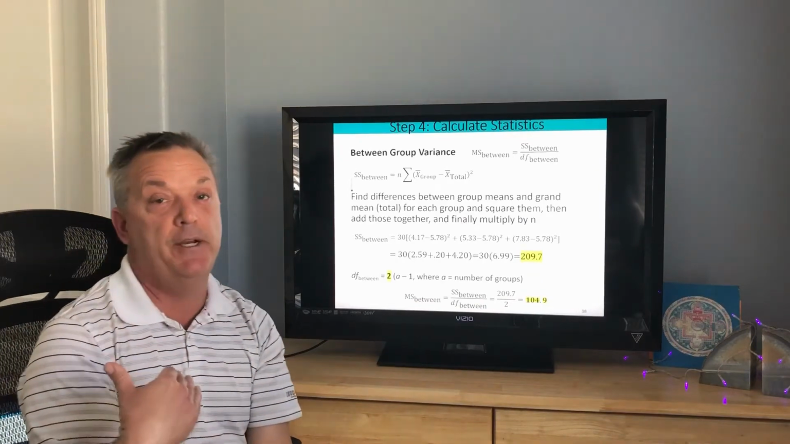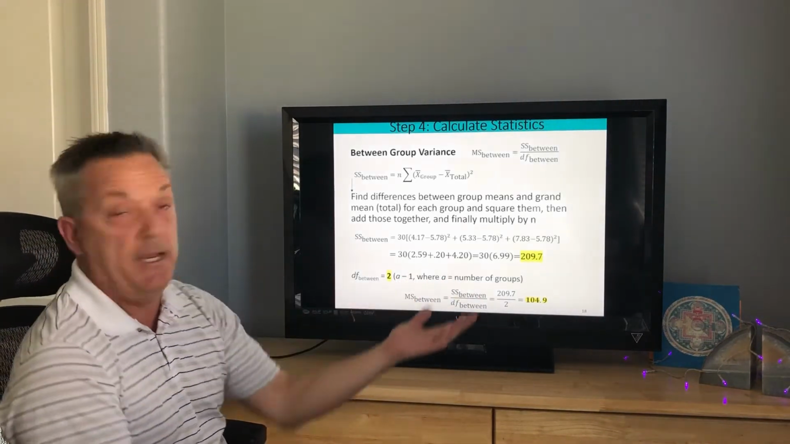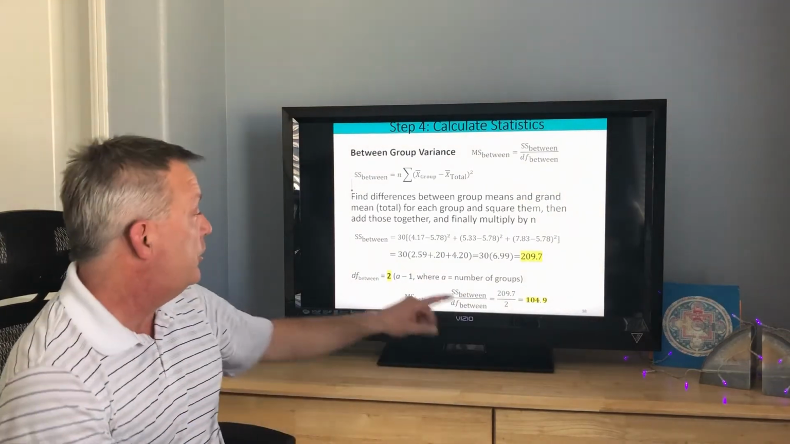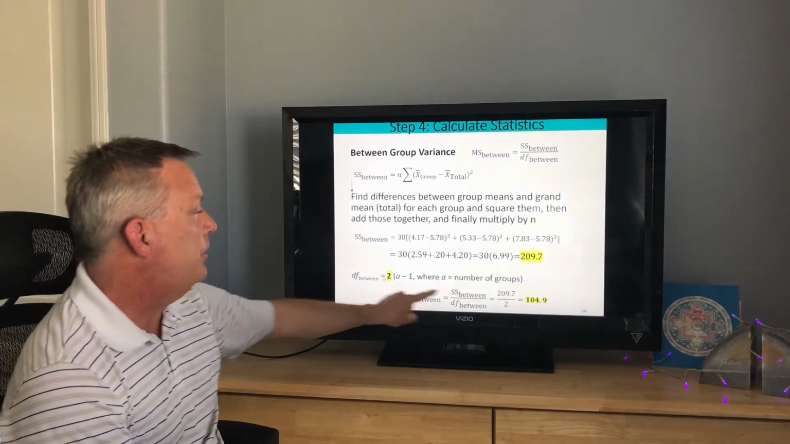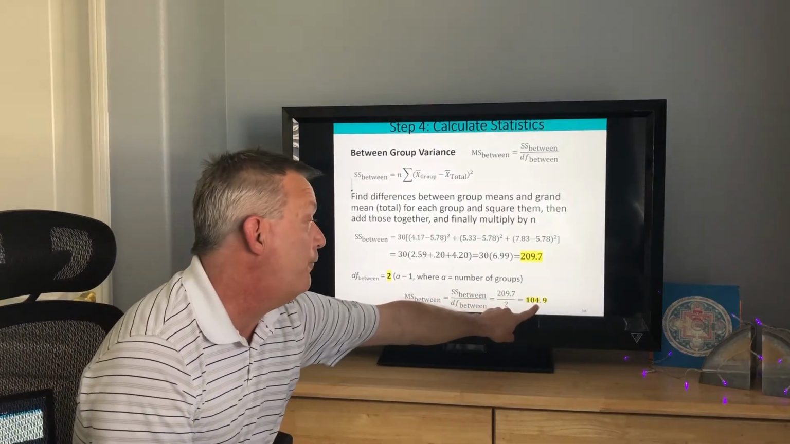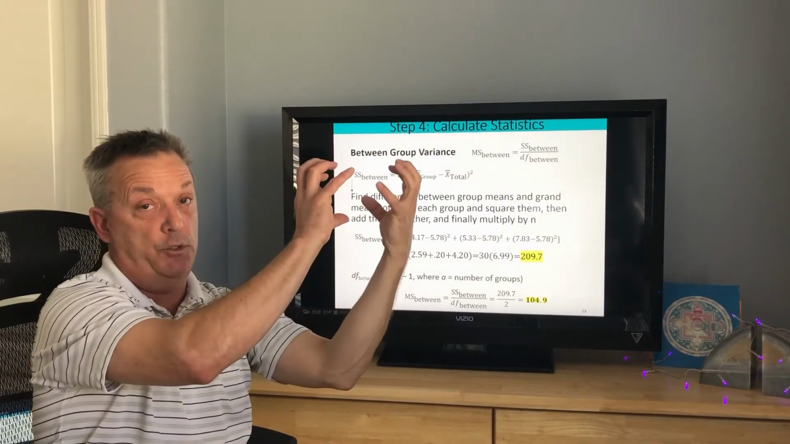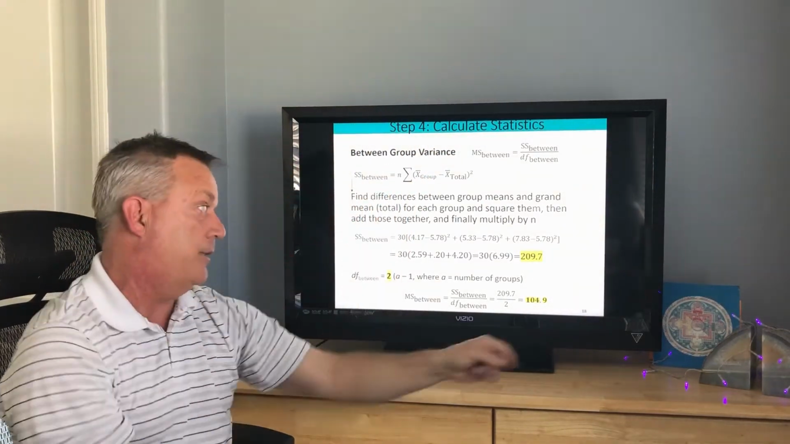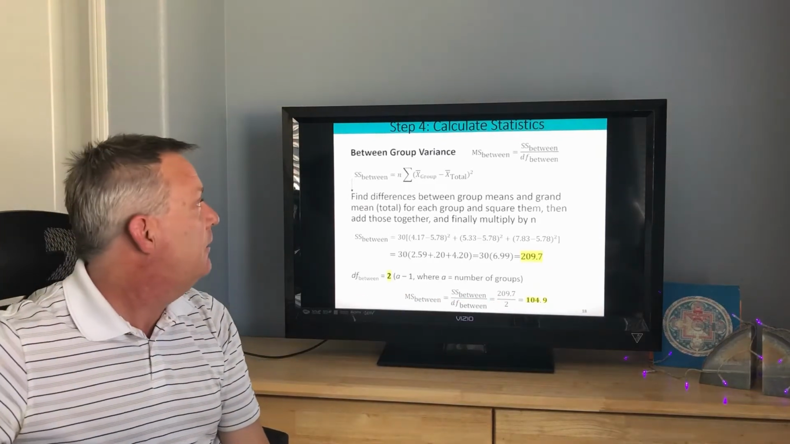And for the degrees of freedom between, that below value, it's very simply a, where a is the number of groups, minus 1. So we have 2. So we take 209 divided by 2, right here, and you get 104.9 for the between group variance. That top value for our F ratio is 104.9. We're already halfway there, right?